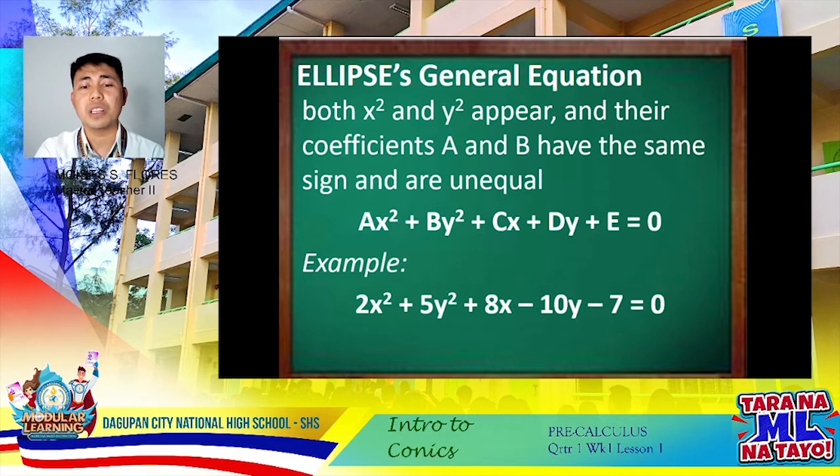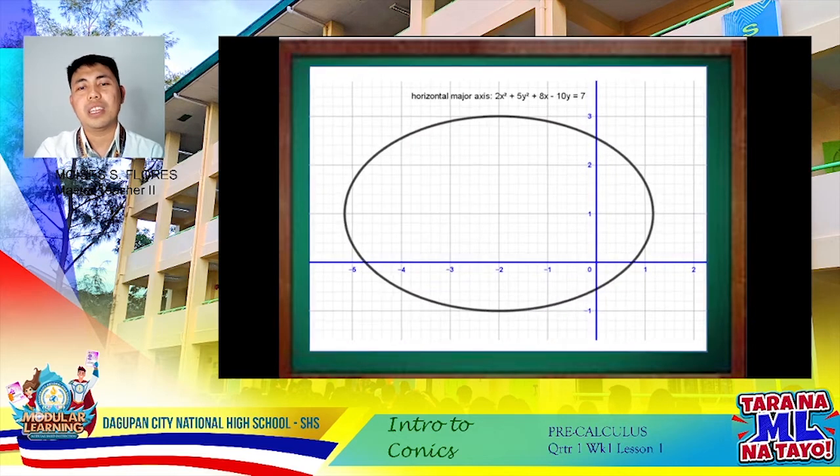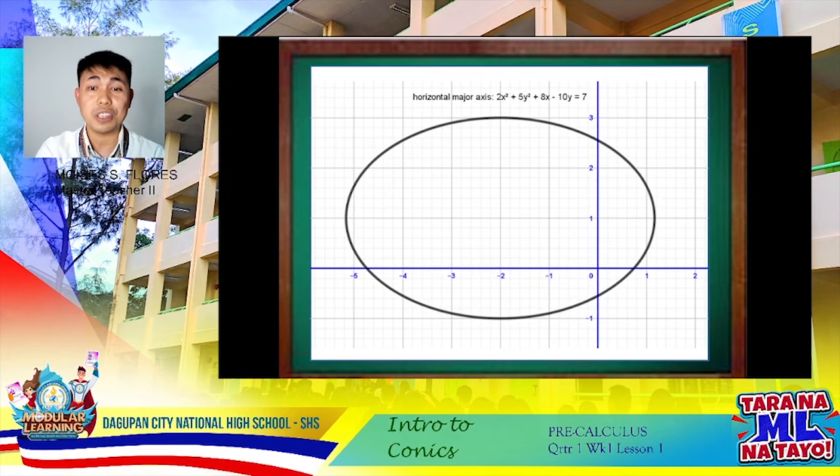Let's take an example: 2x squared plus 5y squared plus 8x minus 10y minus 7 equals 0. You notice there that both x and y are in the second degree, and of course the numerical coefficients are not equal. How do we graph that one? There you have the graph. It has a horizontal major axis. Again, we will be discussing the steps in graphing an ellipse in our succeeding lessons. So there you have the first three: the circle, the parabola, and the ellipse.